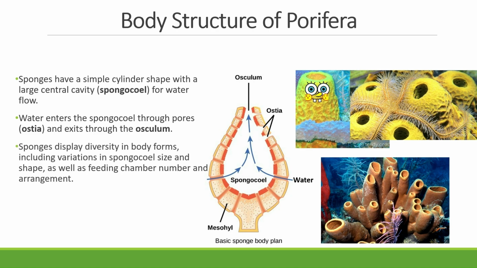Although many sponges follow this basic tube-like design, there is actually quite a bit of diversity in sponge body forms. Different species vary in the size and shape of the spongocoel and in how their feeding chambers are arranged. This variation reflects different solutions to the same challenge: moving water efficiently through the body so that every cell can obtain food and oxygen and release waste.